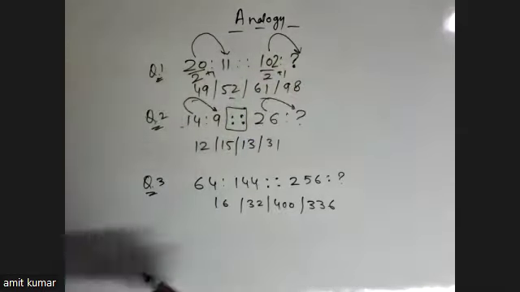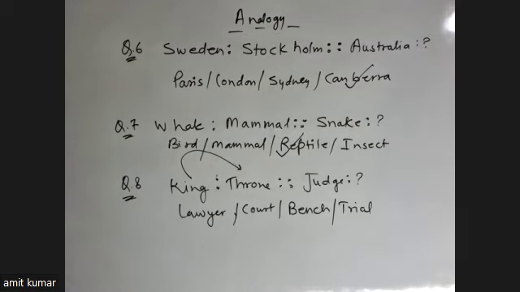I think that is wrong. Bench, sir, yes. I think lawyer. No, it is bench, beta. How is king related to throne? Okay, understand that. If you get it, you will answer correctly. He sits on a throne, a judge sits on a bench. King is related to throne.